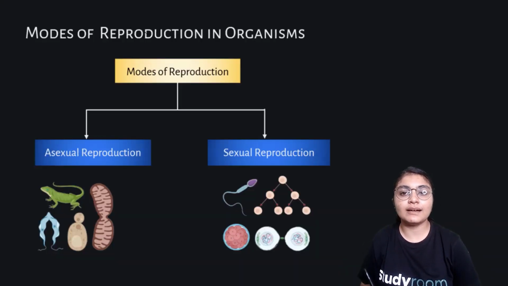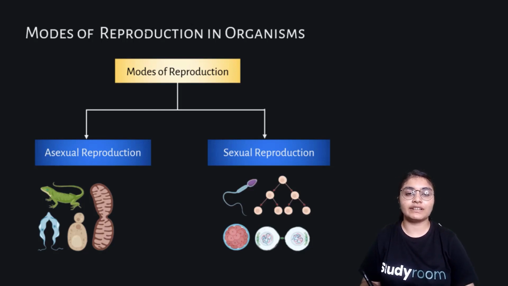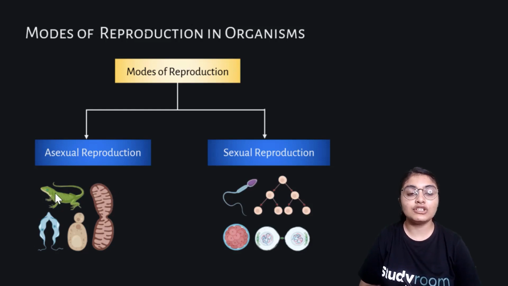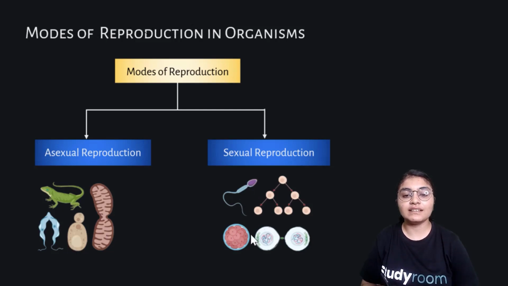Here we will be studying about the modes of reproduction in organisms. So let us see what are the modes of reproduction based on the kind of organisms that actually show that kind of reproduction. So here we have two types of modes of reproduction: asexual reproduction and sexual reproduction. For asexual reproduction, you can see these are the kinds of organisms that actually show asexual reproduction, and for sexual reproduction, you can see that these are the kind of organisms, like these are the modes of reproduction for sexual organisms, right?